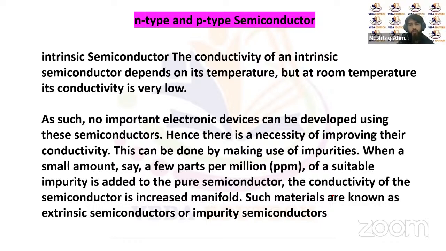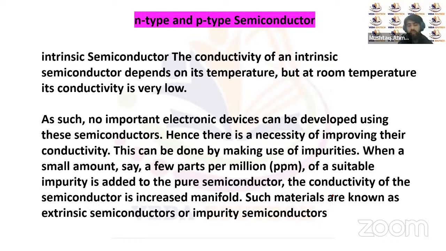At room temperature, the conductivity of an intrinsic semiconductor is very low. With such low conductivity, no useful device can be developed using these semiconductors. Therefore, we have to use dopants, or doping, in these intrinsic semiconductors in order to increase their conductivity, so that we can use them in important electronic devices in different applications.